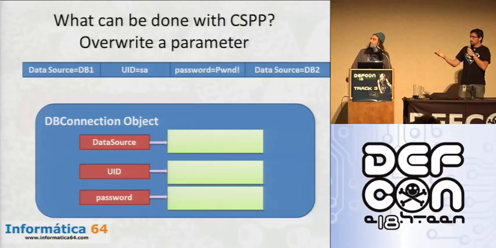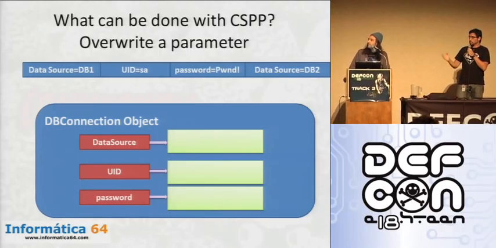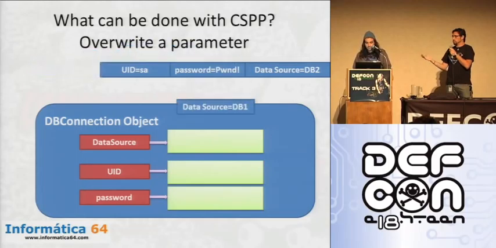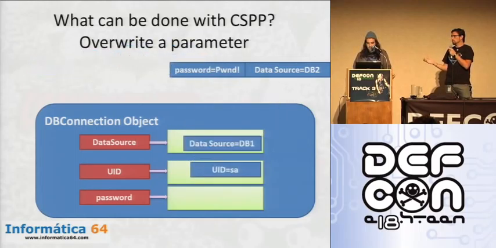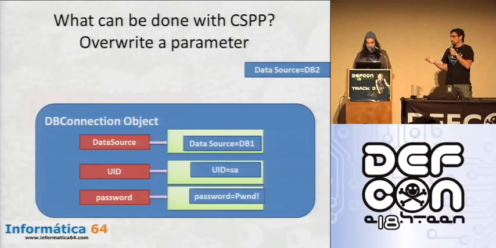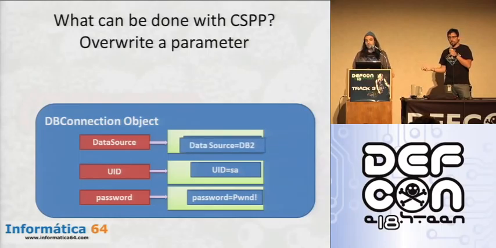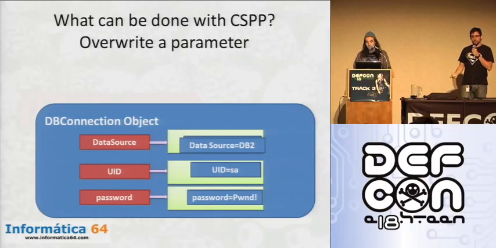And this is how it works. The previous slide was a generic example. This is how you modify the database connection object through the string. So you first usually have the data source, whichever value. Then you have your username. Then you have your password. But then, as your password, you can do something semicolon data source equal something different. And then you're changing the database that the application is going to connect to.